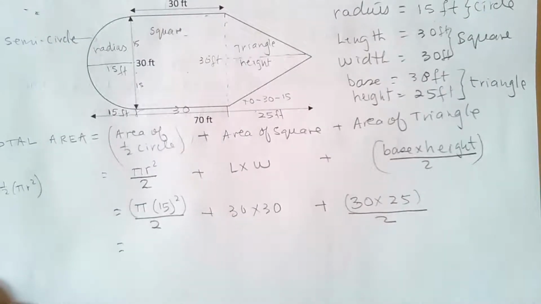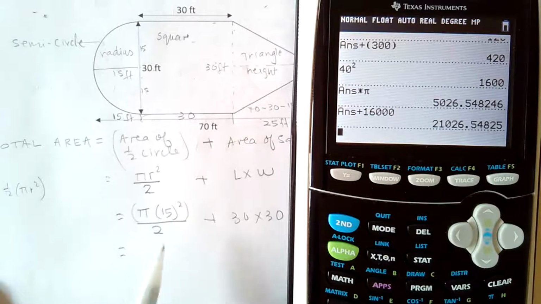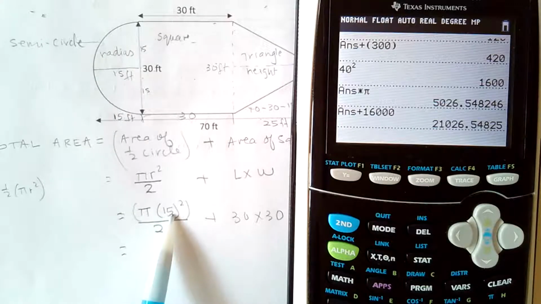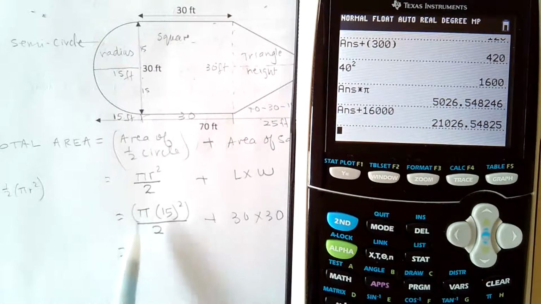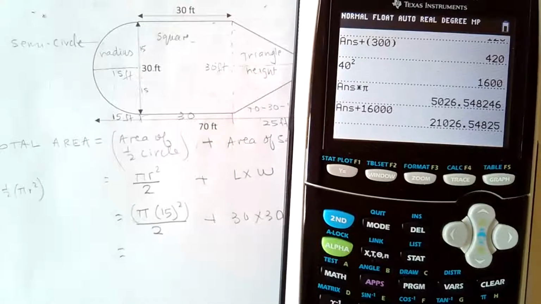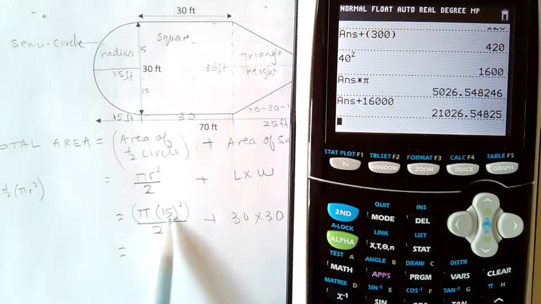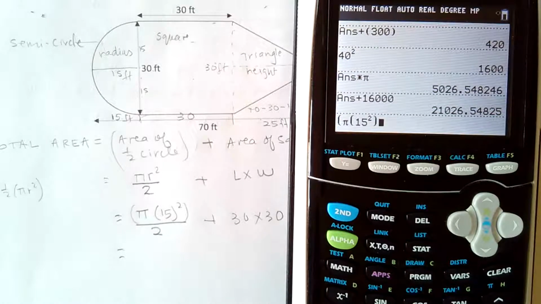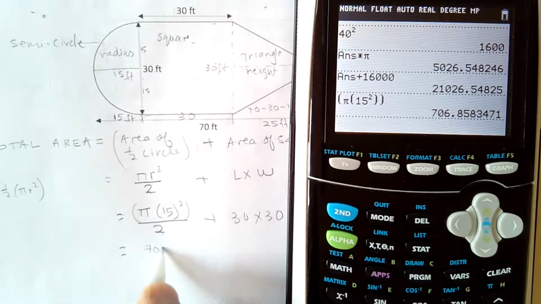Now it's time for our calculator to do its work. Now, I would suggest, depending on what kind of calculator you're using, to begin with 15 to the power 2, squared. If you have a graphing calculator, you can do the entire process. If I were to show you how we do it, I'll say pi, open bracket, 15 to the power 2, close bracket, divided by 2. That will give me 706.85.